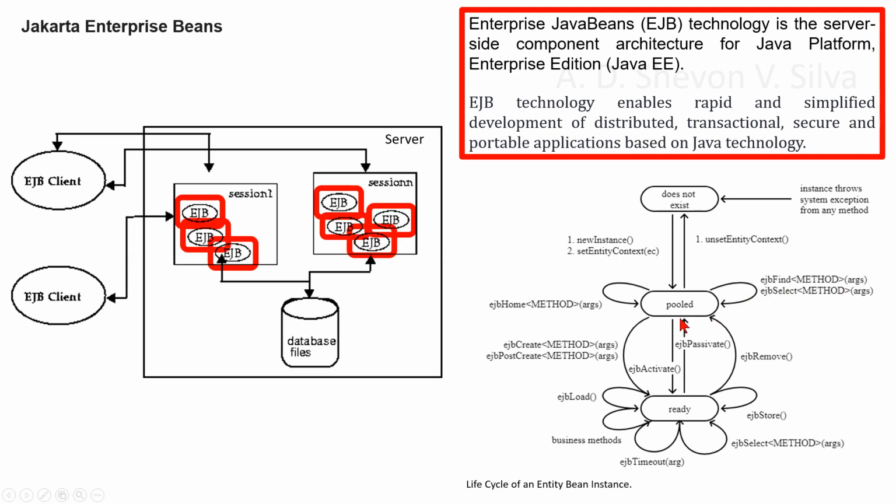Here pooled interacts with ready. Pooled is connected to ready via EJB create method args and EJB post create method args. Pooled is connected to ready via EJB activate.